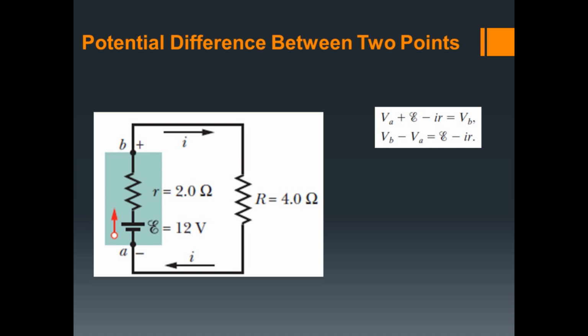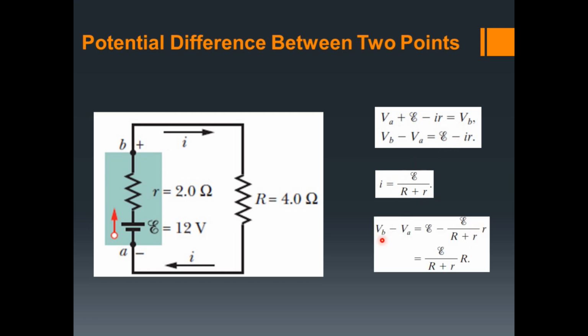Okay, so we can rearrange this equation. VB minus VA is equal to EMF minus Ir. Just take VA on the right side of the equation. Then you know that the current I is equal to EMF over R plus r. We have already studied that for a real battery, the current is equal to this one. So you can put this current I in this equation.